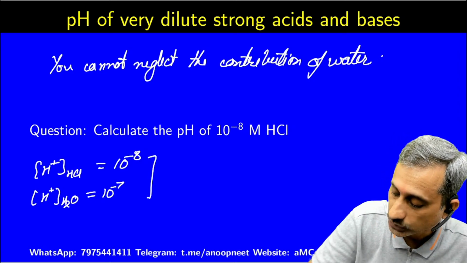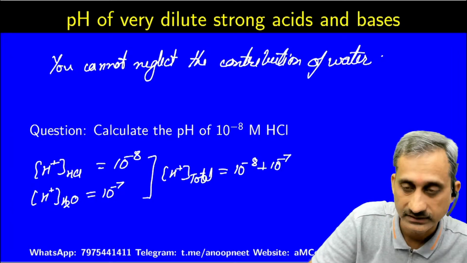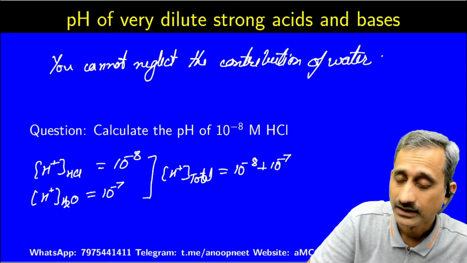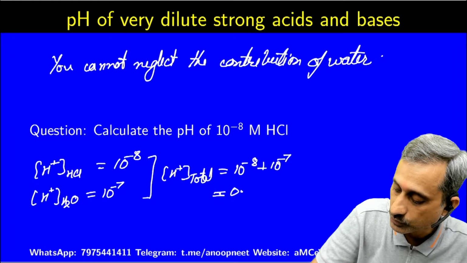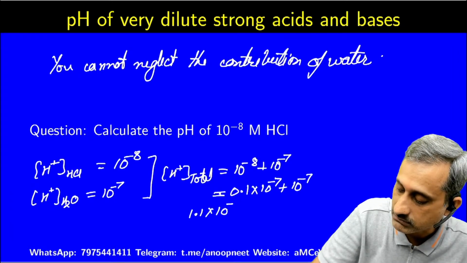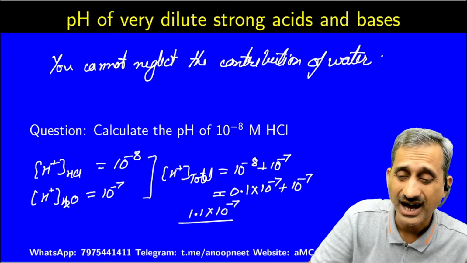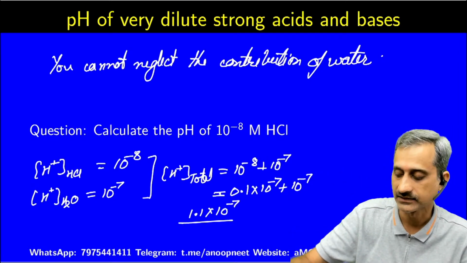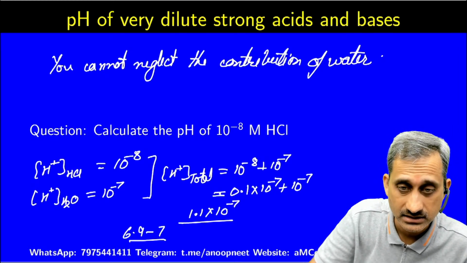Okay. So the total contribution of H plus is equal to 10^-8 plus 10^-7. Okay. Now the powers have to be the same to add. So what we do is we write this as 0.1 into 10^-7 plus 10^-7. So it comes out to be 1.1 into 10^-7. Now we have to take its log and we get the answer. So the answer would actually be between 6.9 and 7. So its pH will come between 6.9 and 7. It is something like 6.96.